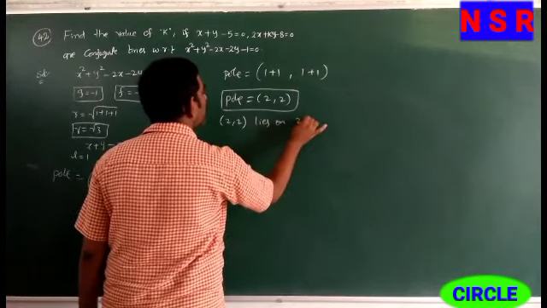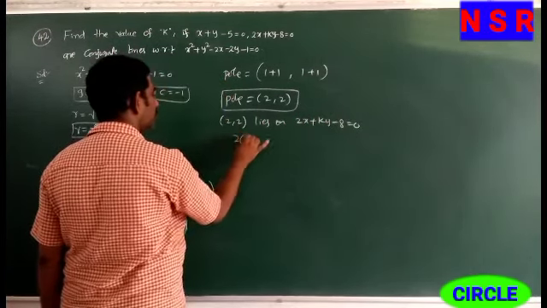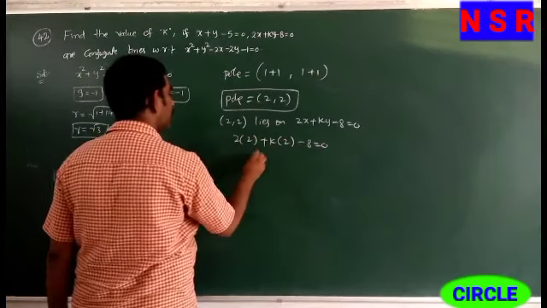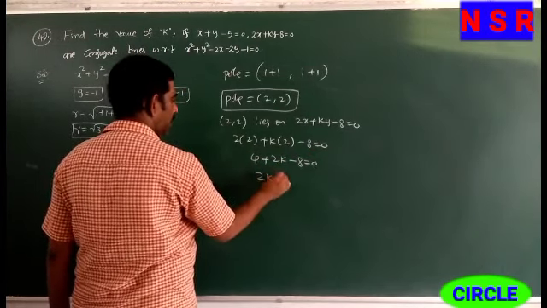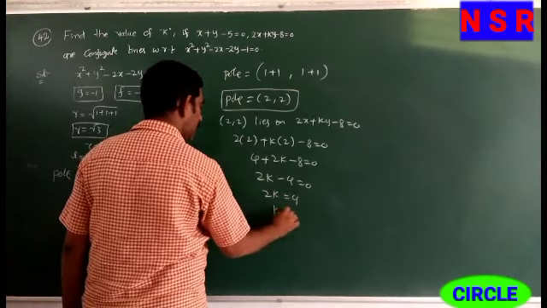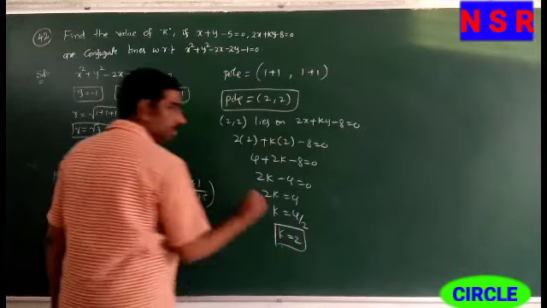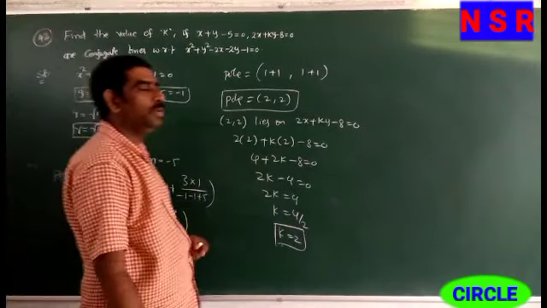Now 2 comma 2 lies on 2x plus ky minus 8 equal to 0. So 2 into 2 plus k into 2 minus 8 equal to 0, 4 plus 2k minus 8 equal to 0. So 2k, 4 minus 8 is minus 4, 2k equal to 4. Now k equal to 4 by 2, so k equal to 2. So if the given lines are conjugate lines, then the value of k equal to 2.